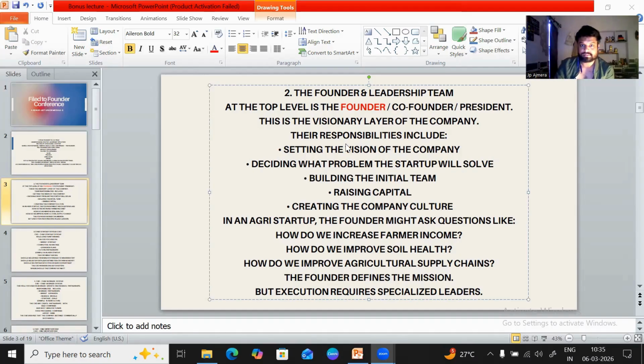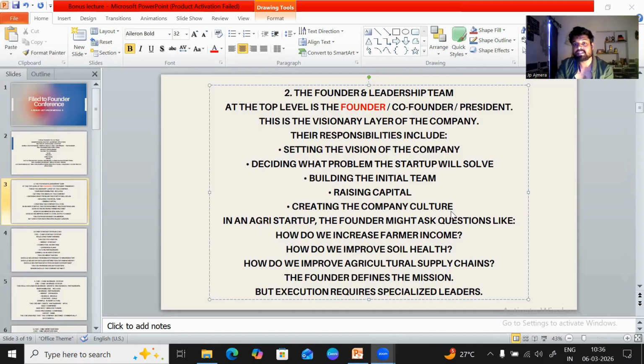in the company. The responsibility of these three is setting the vision of the company. These three will set the vision of the company and decide what problem the startup will solve, on which problem the startup will work and how they'll solve it. So it would be decided by the three of them. Deciding what problem the startup will solve, building the initial team. When you build your initial team, you will hire the CTO, CMO, CFO. These people will hire all of them, and raise capital whenever it is required, and fundraising for the company. Then the founder will play the initial and very important role.